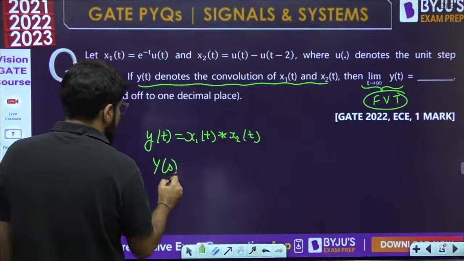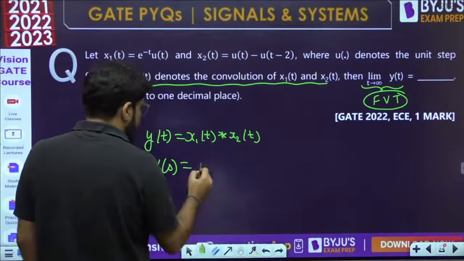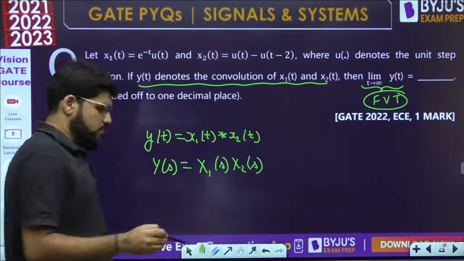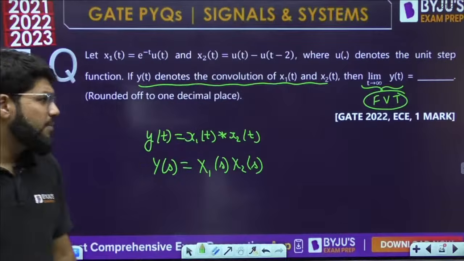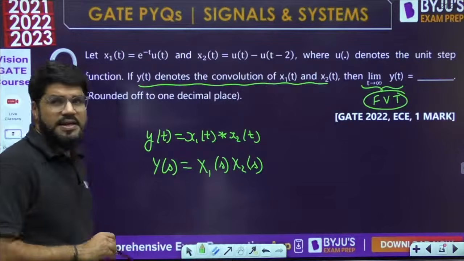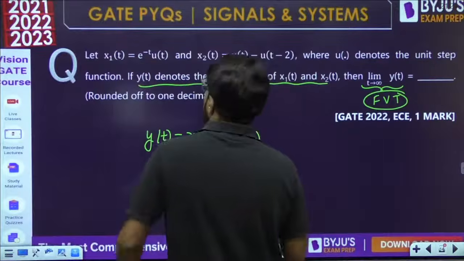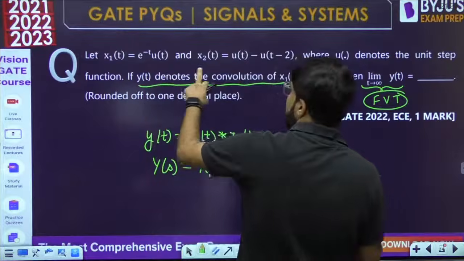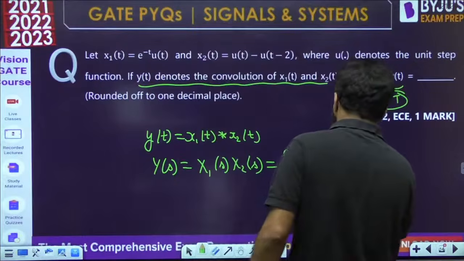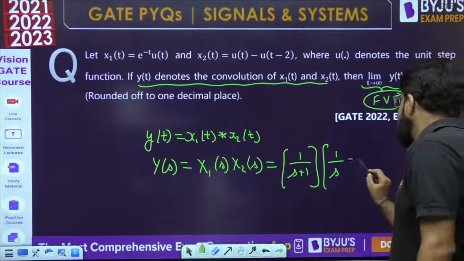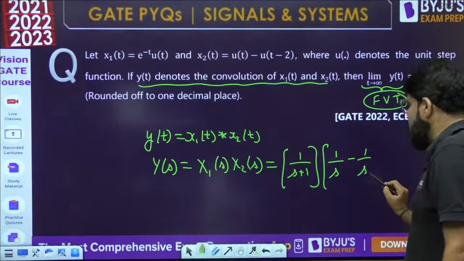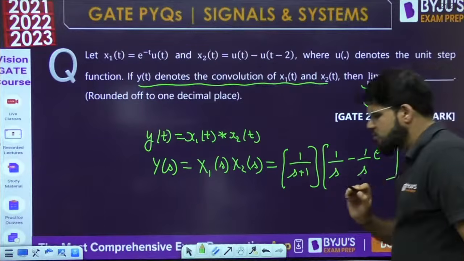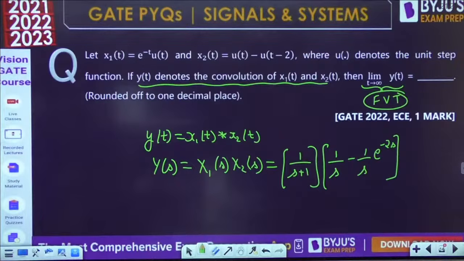I will take Y(s), and that is given by X1(s) multiplied by X2(s), because convolution in time corresponds to multiplication in the S domain. What is the X1(s) now? Very simple. e power minus t u(t), Laplace transform is 1 upon s plus 1. For the second signal, u(t) minus 2. For u(t) it is 1 by s, and u(t) minus 2 is a time shift, which produces an exponential phase term, e power minus 2s.